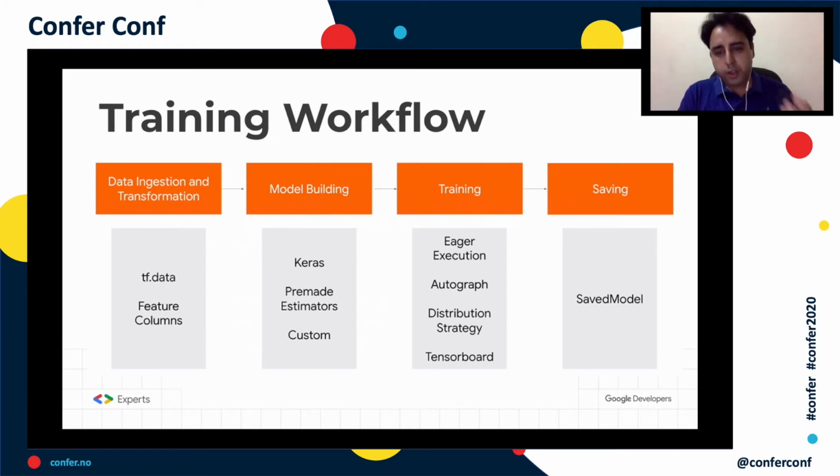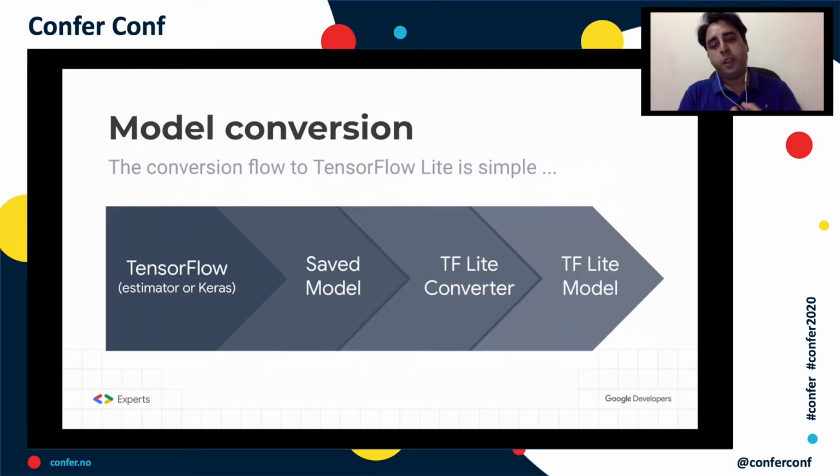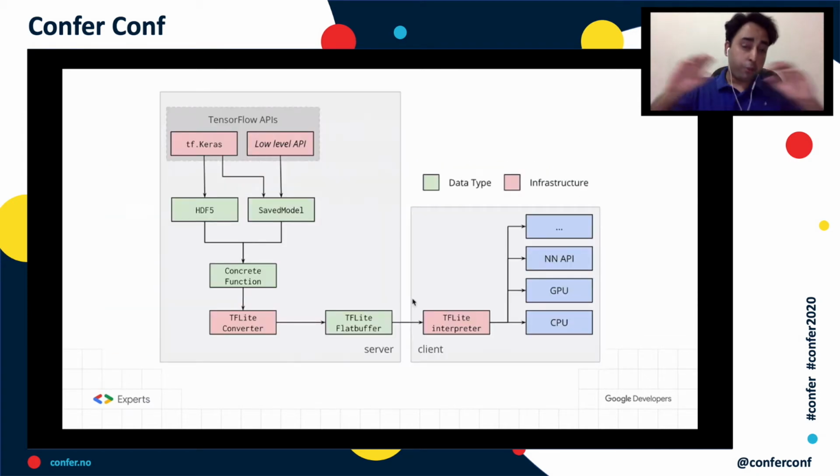Now, once you train your model using this workflow and save it in the SavedModel format, you can convert it into a TensorFlow Lite model. And it's a really straightforward process. You pass your SavedModel format to a TensorFlow Lite converter, and it will give you a TensorFlow Lite model. To break it down, TensorFlow Lite has two parts: one is the TensorFlow Lite converter and one is the TensorFlow Lite interpreter. In the converter, you pass a tf.keras model or a low-level API model, and this can be of HDF5 format or SavedModel format. And this TensorFlow Lite converter will give you the TensorFlow Lite flat buffer file.